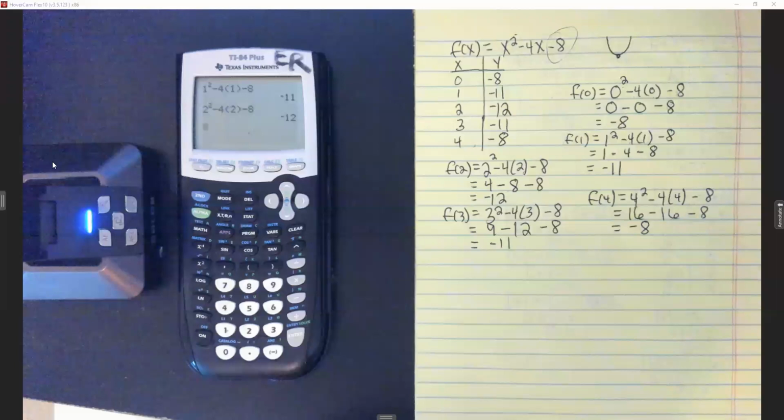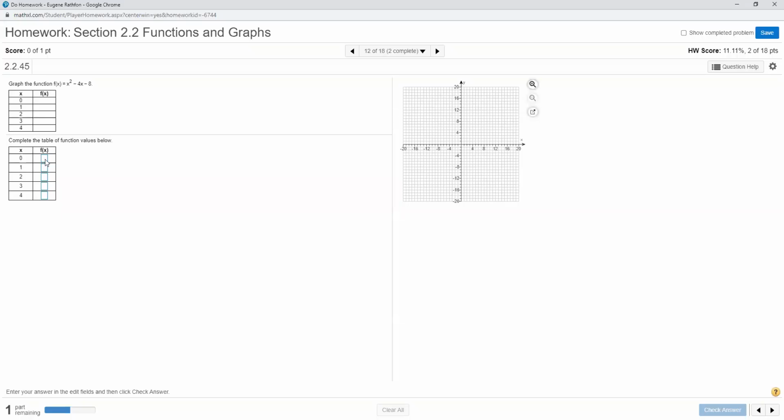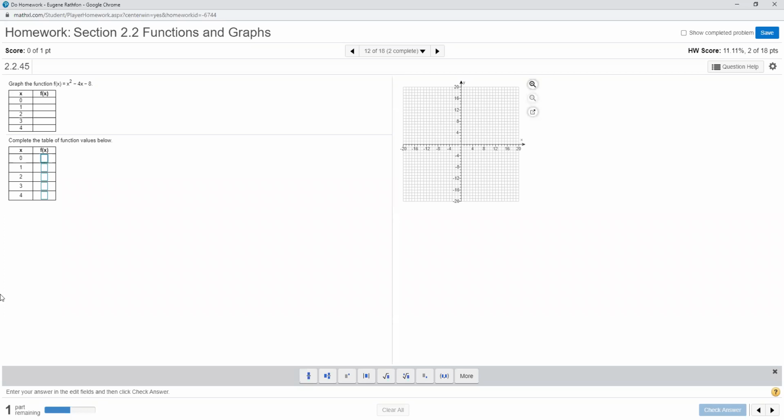So we got to put in our answers real quick. So 0, I got a -8. At 1, I got a -11. At 2, I got a -12. And then I got a -11 here. And then I got a -8 for that one. So I got all my numbers in. So let's check this answer.